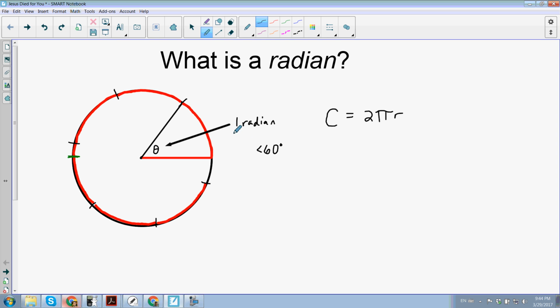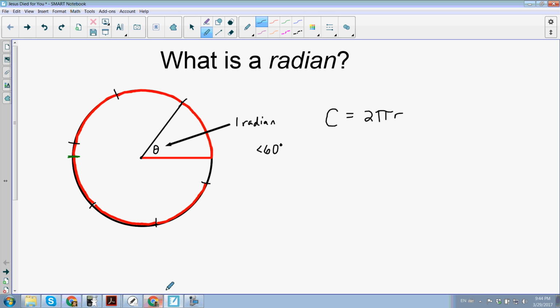But we're not interested really in trigonometry in talking about whole numbers of radians. Everything you'll be doing in trigonometry will deal with multiples of pi radians, and I'll create a separate video for that. You'll talk about pi halves radians, or pi thirds radians, or 5 pi sixths radians.